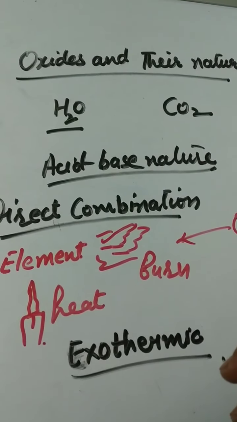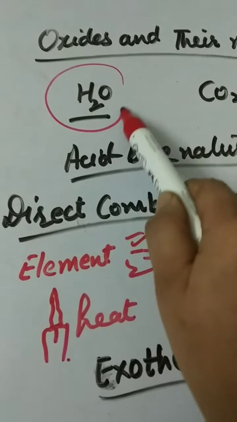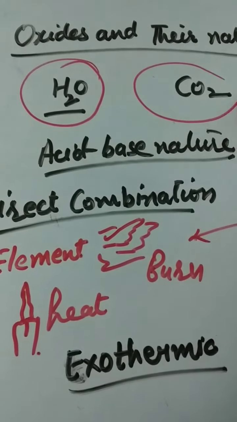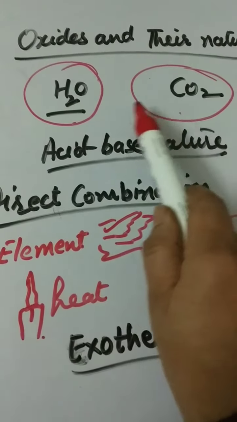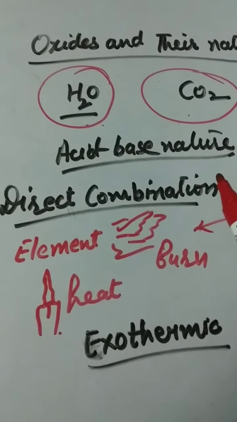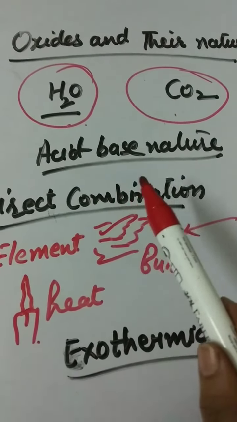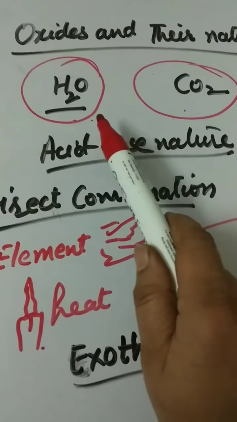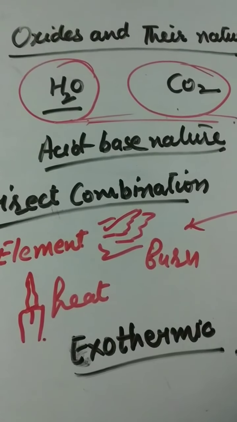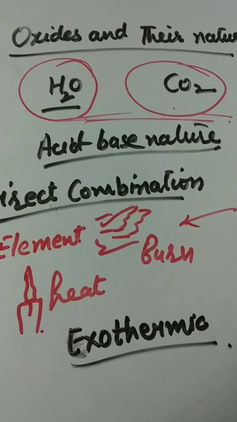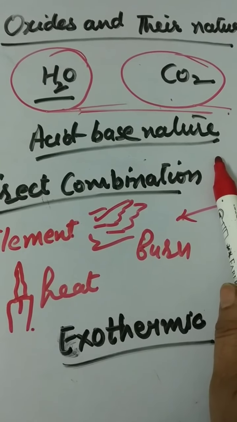Oxides are also an important class of compounds, and we are very familiar with the common oxides, water and carbon dioxide, because these two oxides play an important role in nature and in life processes. In agriculture and industry, these two oxides are more important. Now we will discuss oxides, their nature, like the acidic and basic nature of oxides.